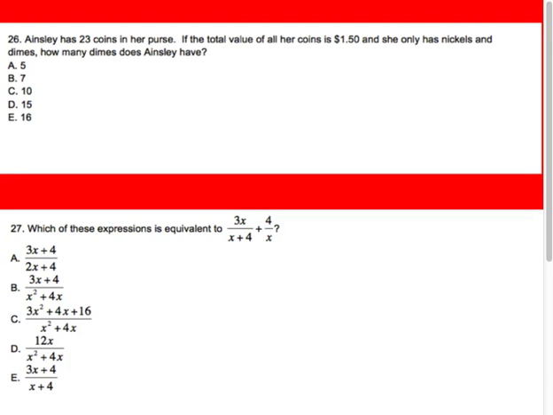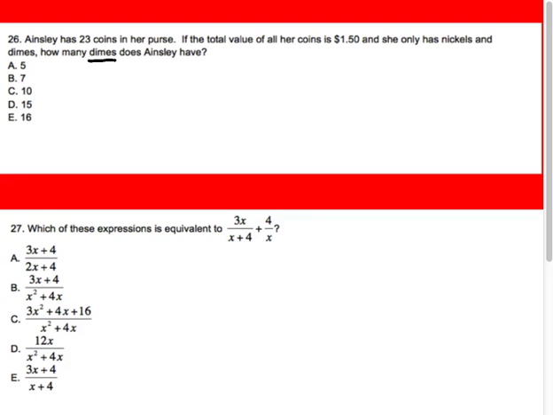Number 26. Ainsley has 23 coins in her purse. If the total value of all of her coins is $1.50 and she only has nickels and dimes, how many dimes does she have? So here, I'm actually going to use a little bit of a shortcut that I would definitely recommend when you're solving these types of problems on a multiple choice test. All right, so they're asking us, how many dimes does she have?